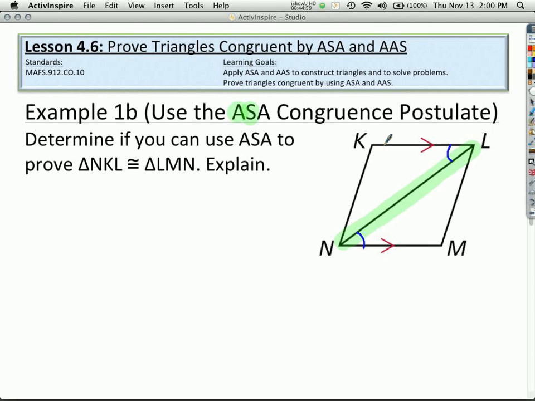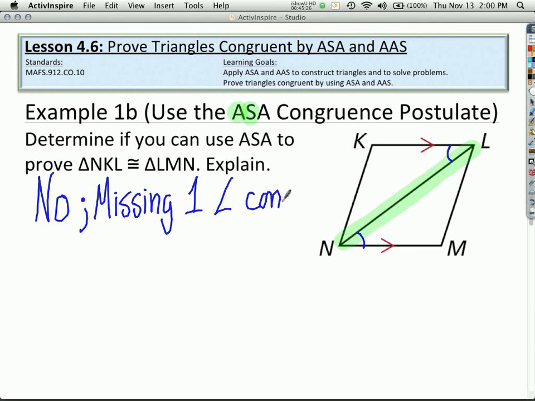Okay, well, I'm going to cut this off. There may be a roundabout way to do it. Kadir gave me something to think about that maybe I'll try. But from what I can tell, you cannot use ASA to prove these two triangles congruent, because we're missing one angle congruence. We're missing one angle congruence, so we can't use this postulate to do it. Okay?